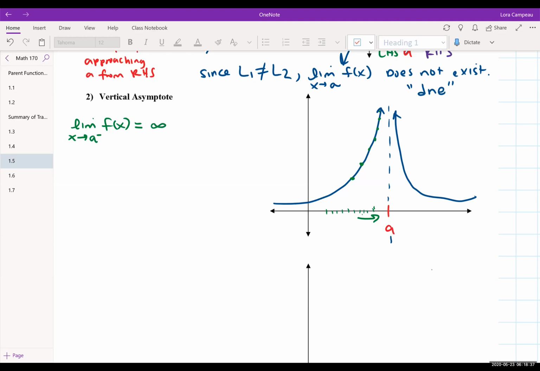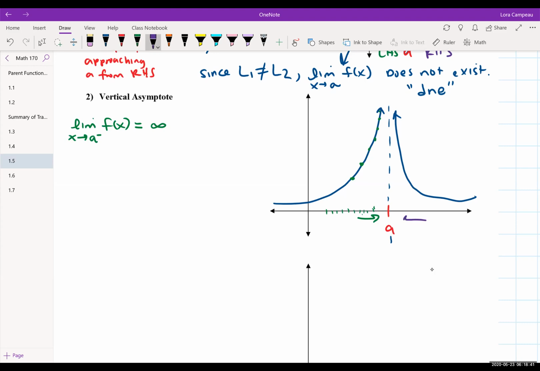And similarly, if you are approaching a from the other direction, it does look like the y values are getting larger and larger. They're not stopping. So the limit as x approaches a from the positive side of f of x is also equal to positive infinity.